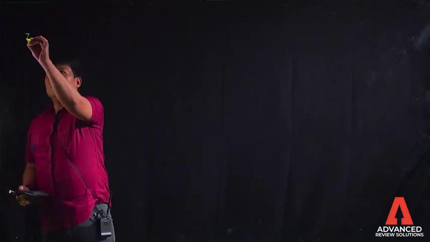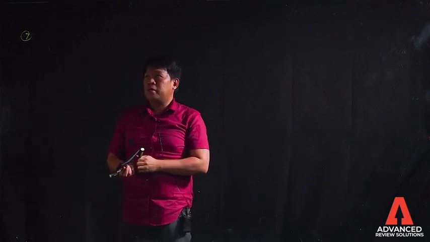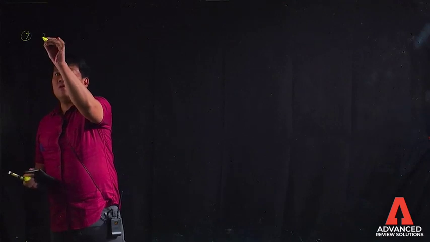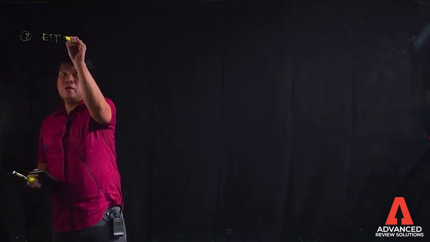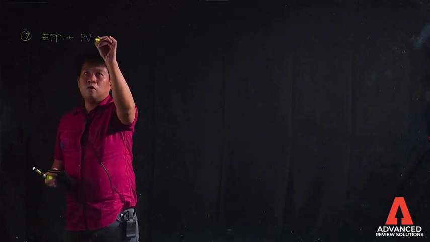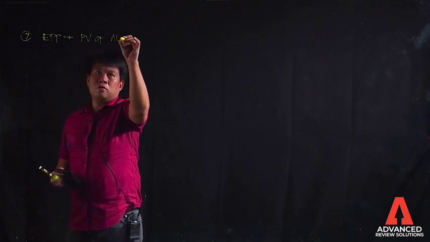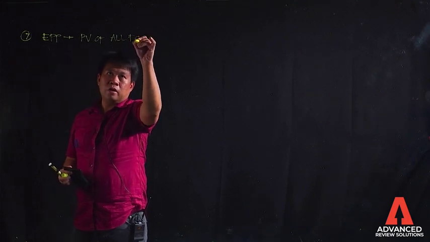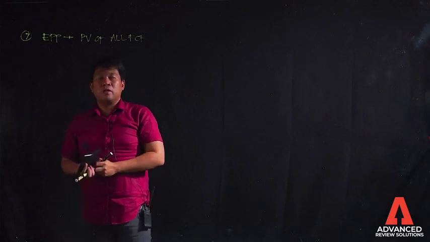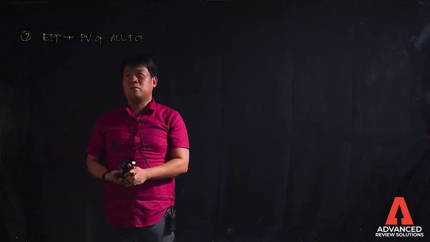Okay, let's have item 7. In item 7, we are asked to compute for the estimated purchase price of the bonds. When we talk about estimated purchase price, this refers to what? This refers to the present value of all future cash flows. Estimated purchase price relates to the present value of all future cash flows.